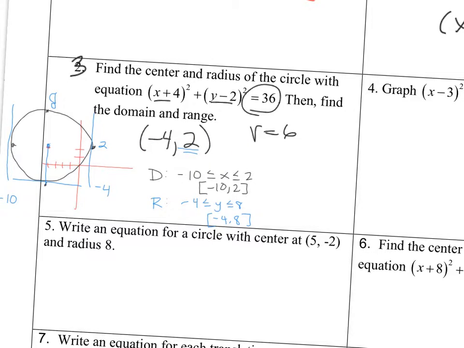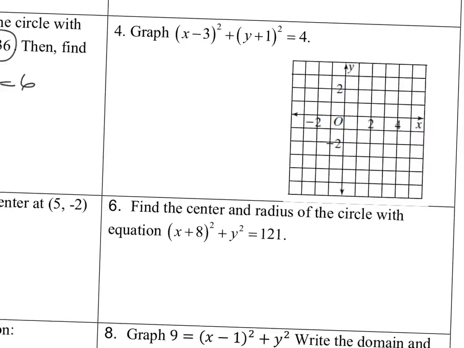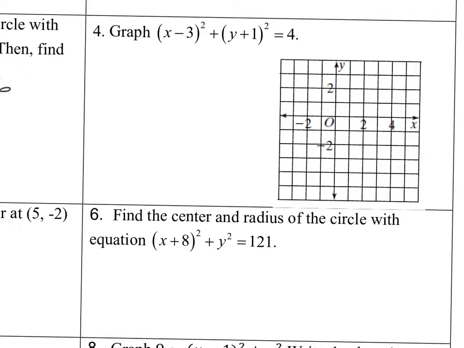Same thing. Number 4, graph (x minus 3) squared plus (y plus 1) squared equals 4. So I'm going to find my center of the circle, which is at (3, -1), and my radius is 2. So I go over 3, down 1, and I took the square root of 4 to get the radius. Then I'm going to go up 2, right 2, left 2, down 2, and make my circle.